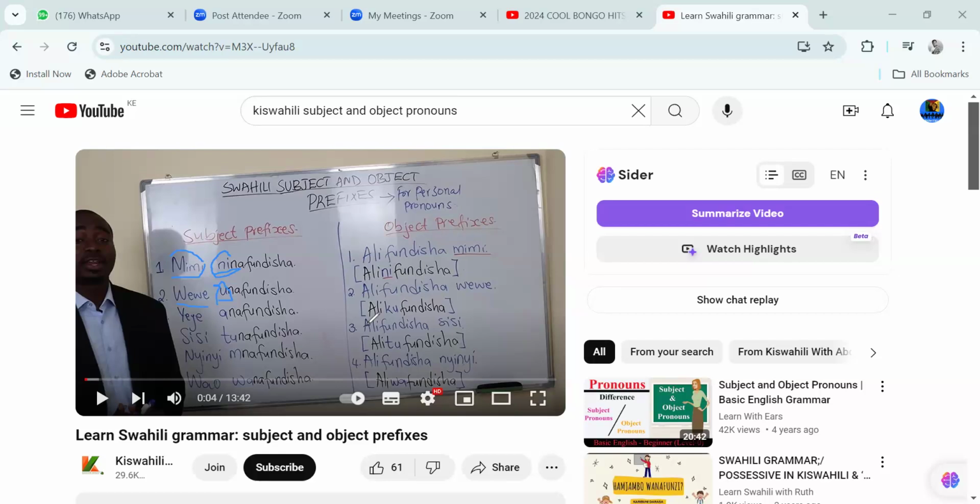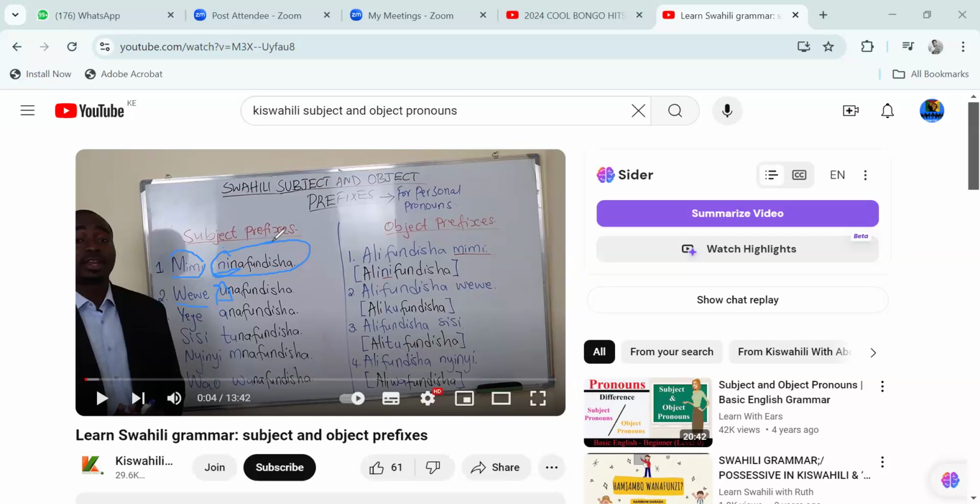So in this second part, for example, in the sentence ninafundisha, this sentence is complete without the first part, the pronoun mimi. But it factors in the pronoun mimi by the prefix ni. So when you use the prefix ni and say ninafundisha, it completes that sentence, so that the word ni is a prefix referring to the first person pronoun, which is mimi.